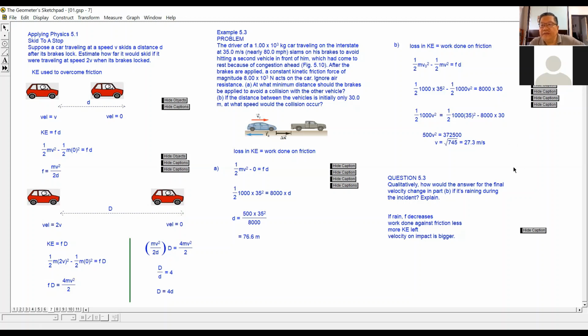Okay, any question? No question, sir. All green. No, then you read this question 5.3.